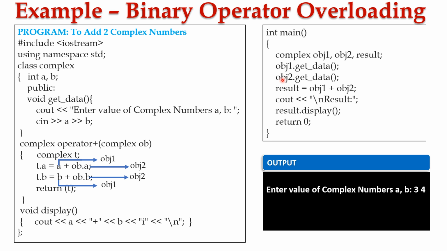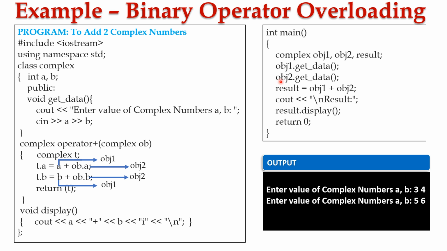The next statement is object 2 dot getData. So now the control is shifted to class complex and again finds the getData method. Using cout statement, it displays the message enter value of complex numbers a and b to the user, and user provides the value of the variables a and b via cin statement. So now we can see here enter value for complex number a and b is displayed to the user, and user has provided the values 5 and 6 for the variables a and b for the object 2. Now the control is shifted from getData method to main method.